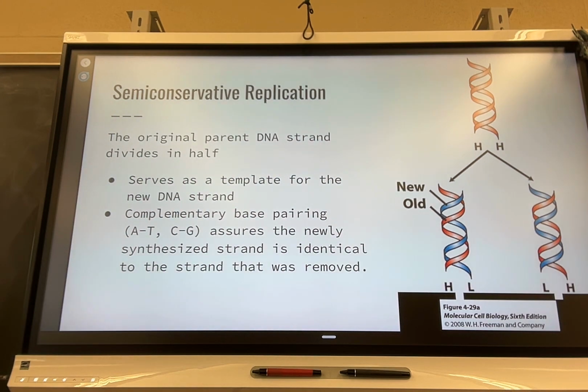Any questions about being semi-conservative? Any questions about DNA replication? Anything like that?